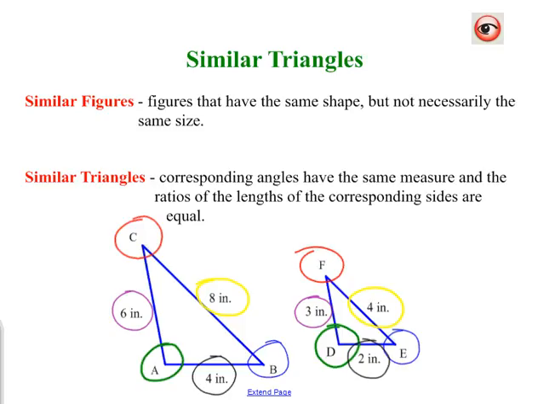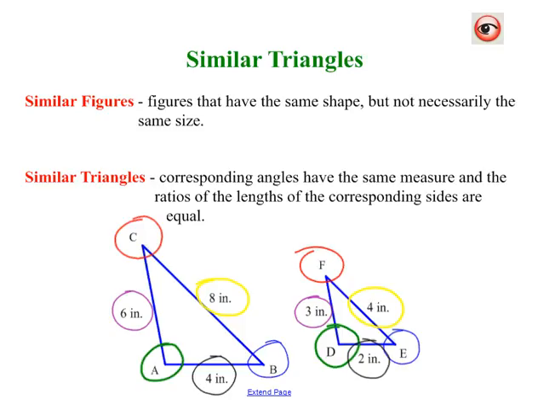So according to the definition of similar triangles, our corresponding angles all have the same measure. So angle C and angle F are congruent, angle A and angle D are congruent, angle B and angle E are congruent. Further, the ratios of the lengths of the corresponding sides are equal. Let's take a closer look at this.